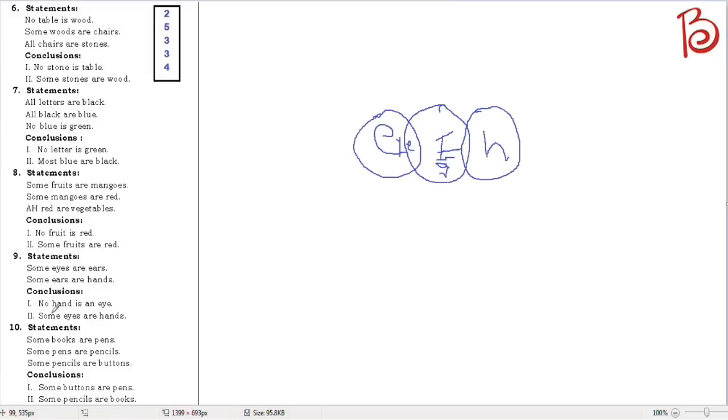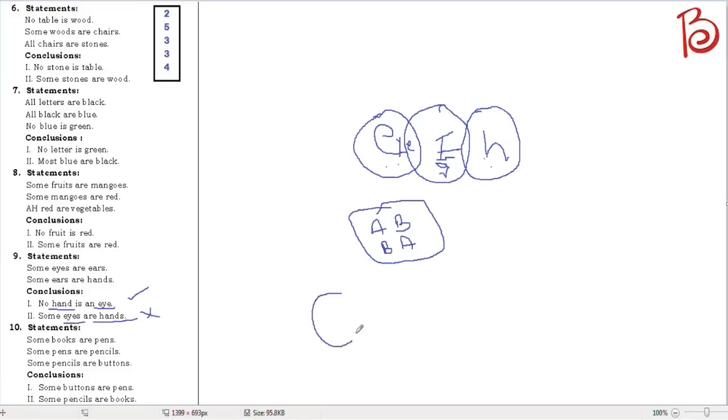Okay, see the answer. Again A B, B A, it is between both A and B, right? Okay, so I've drawn the diagram like this. According to the diagram, no ant is an eye, ant is here, eye is here. First one is right. Second one is some eyes are ants. Some eyes are here and ants are here. So second one is wrong.